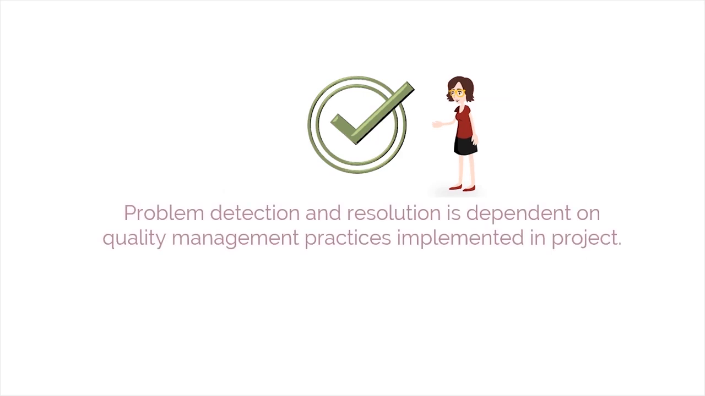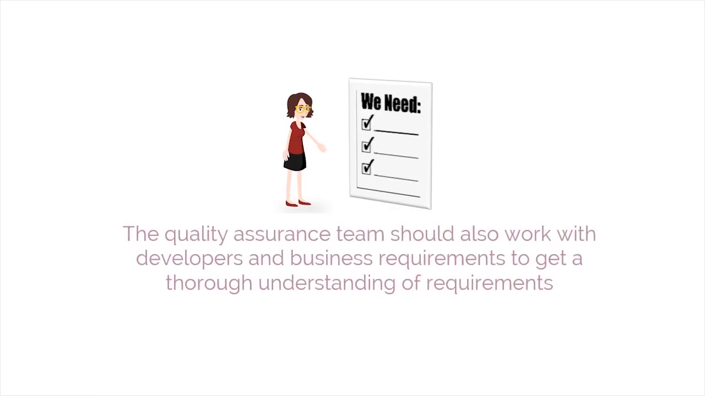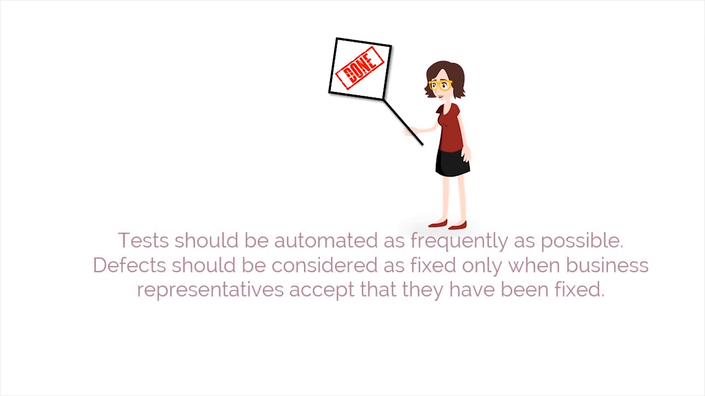Problem detection and resolution is highly dependent on the quality management practices implemented in the project. There are several quality standards and practices that teams can utilize to ensure quality. Ensuring testing is a part of each iteration, and fixing more than 3/4 of defects in the next iteration leads to high quality management. The quality assurance team should also work with developers and business requirements to get a thorough understanding of requirements. Tests should be automated as frequently as possible. Defects should be considered as fixed only when business representatives accept that they have been fixed.